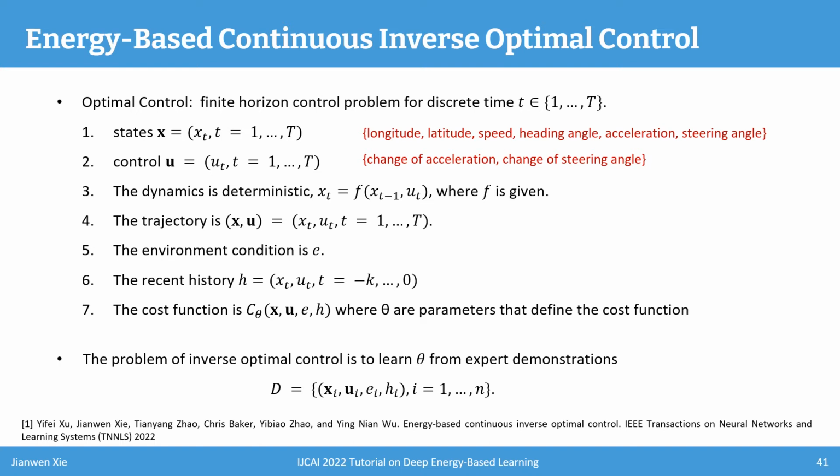Both x and u represent time sequences of state and control respectively. The trajectory is the pair of x and u. The cost function with learnable parameters is defined on the trajectory and some history and environment conditions. The problem of inverse optimal control is to learn the parameters of the cost function from expert demonstration.